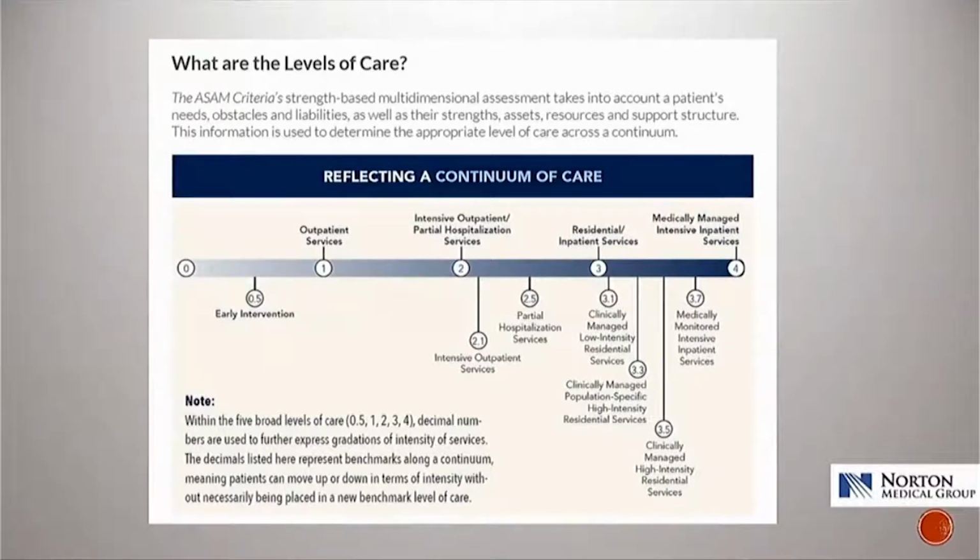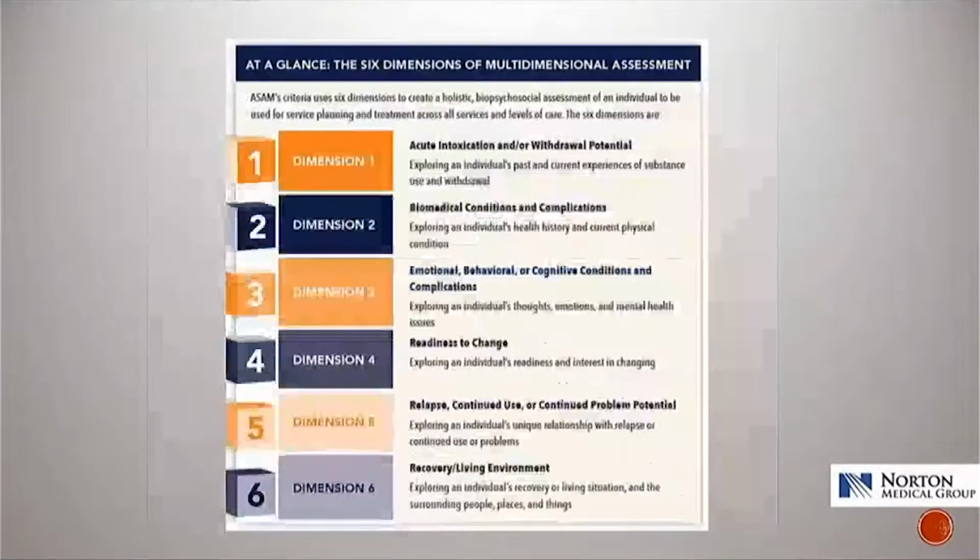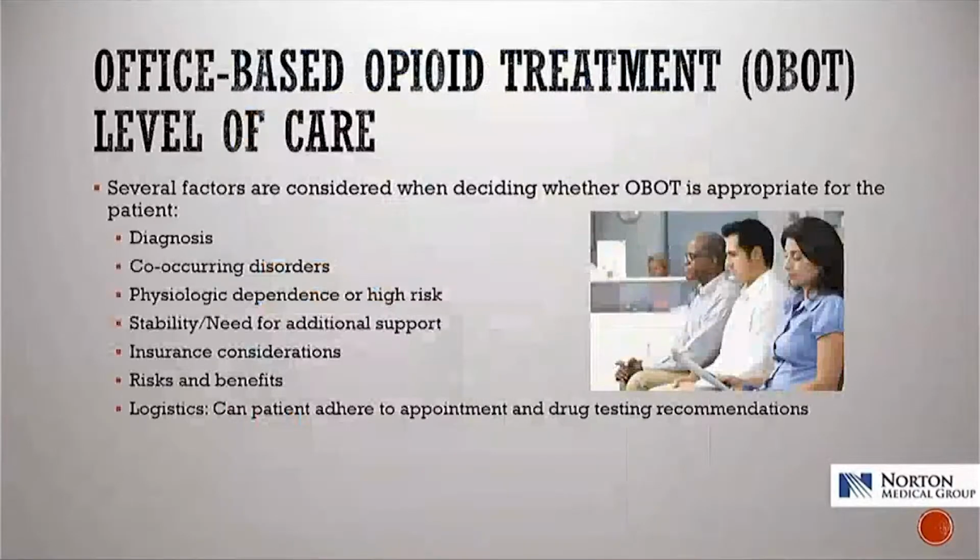These are the dimensions of care that we use to assess their best place of care. And then office-based care, which would be more in the primary care setting, and it's important to establish a diagnosis, understand the co-occurring disorders, especially the mental health pieces that occur with that, and then ensure that they can adhere to the appointments and drug testing recommendations.